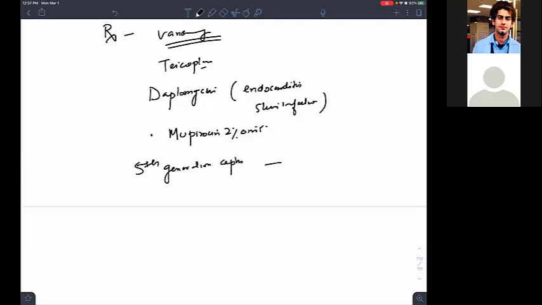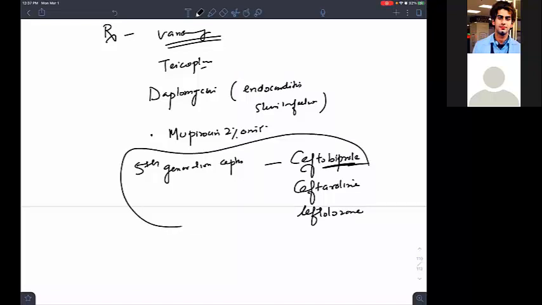Which fifth generation? Ceftobiprole. What else? Ceftaroline. Or what else? Ceftolozane. You can give these drugs from the cephalosporins against the MRSA.